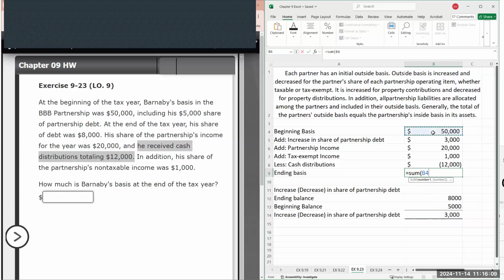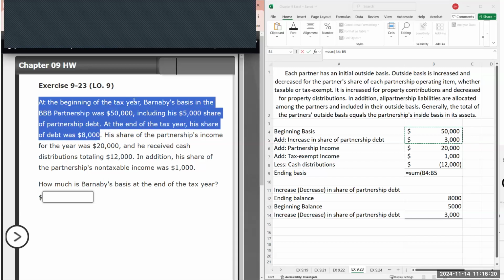His beginning basis of $50,000. We would add his increase in the share of partnership debt. How did we determine that? We factored in, okay, at the beginning of the year, he had $5,000 share of partnership debt. And at the end of the year, his partnership debt was $8,000.